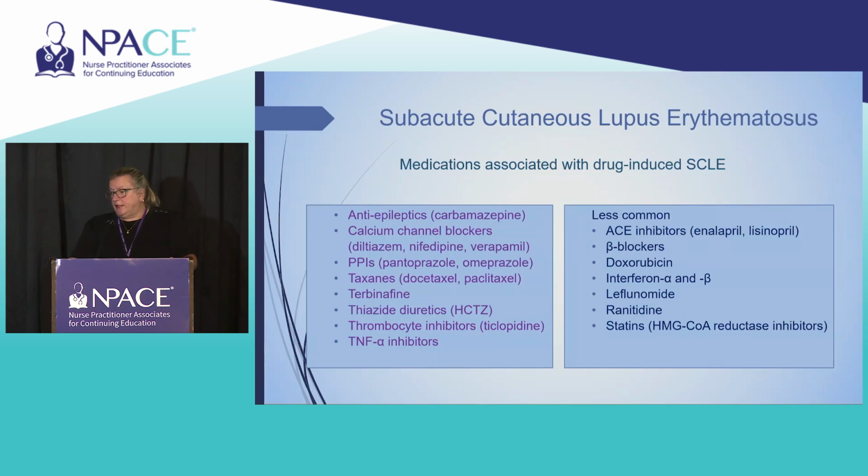Listed here are medications that are most commonly associated with drug-induced subacute cutaneous lupus. On the left, fairly common medications: calcium channel blockers, PPIs, thiazide diuretics, even the TNF alpha inhibitors like Humira or Enbrel can trigger subacute lupus.